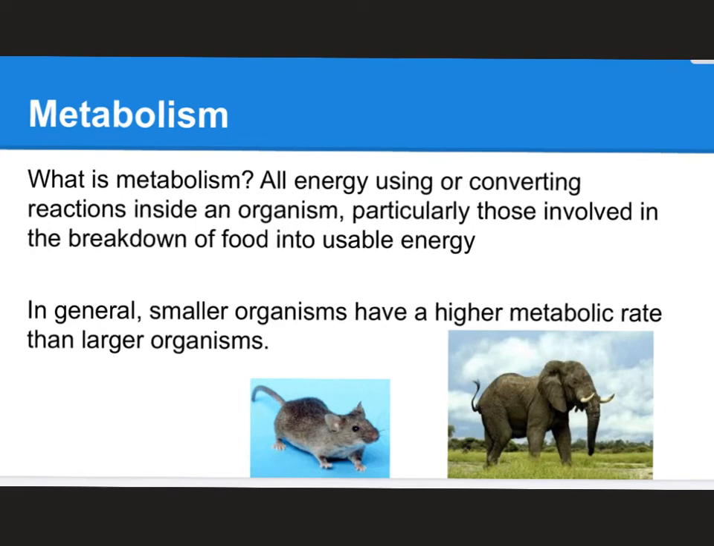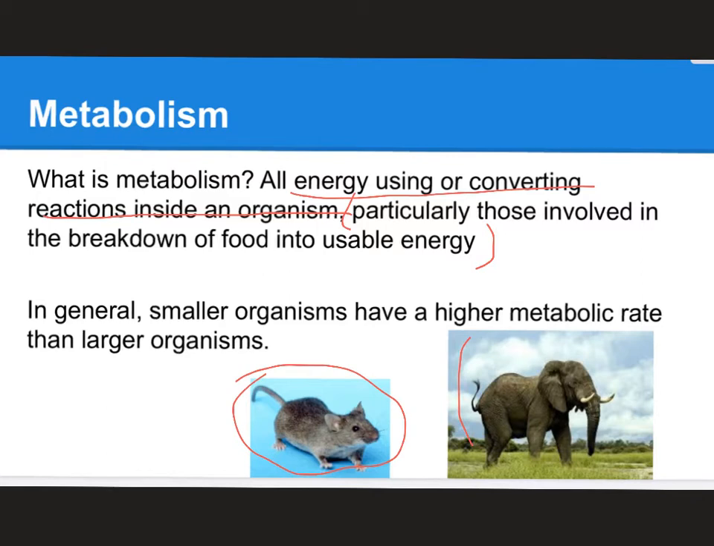Answers to those questions. What is metabolism? Metabolism is just a way of saying all of the chemical reactions inside of an organism that are using or converting energy, which is most of the chemical reactions inside an organism. We particularly, though, are referring to the ones that are involved in breaking down food into energy, so like the cellular respiration stuff. And in general, a smaller organism will have a higher metabolic rate than a larger organism.